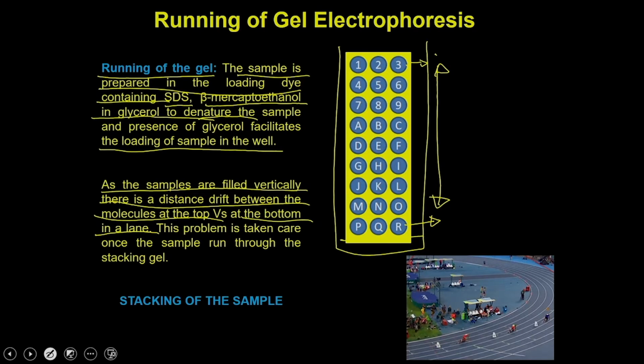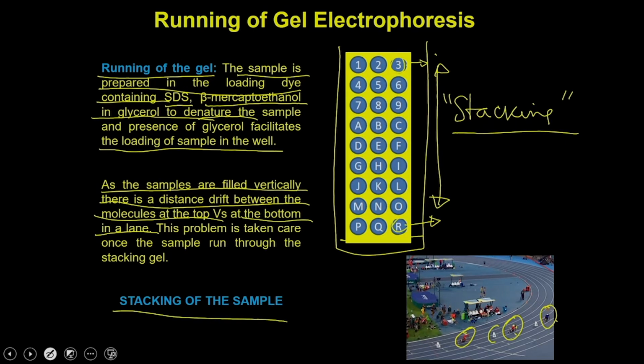You can understand that simply by looking at a racing track. If you see a racing track, the players are sitting at very different locations, because at these different locations the diameter of the circle is different, but in this case you do not have such options. So, by any means you have to bring the 3 and the R together, and you can do that simply by stacking the sample. Now, the question is how you can stack the sample. To stack the sample, you first have to put a stacking gel.